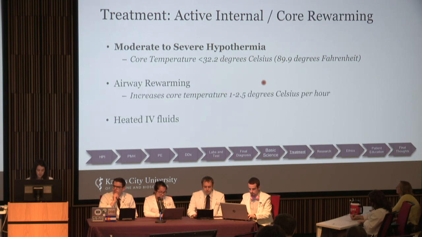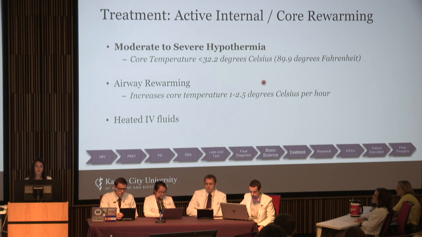Therefore, a more efficient active rewarming technique is active core rewarming, which is the application of heat directed to the body's core. This can be done through airway rewarming with humidified oxygen at 45 degrees Celsius through endotracheal tube intubation. This reduces respiratory heat loss through evaporation.